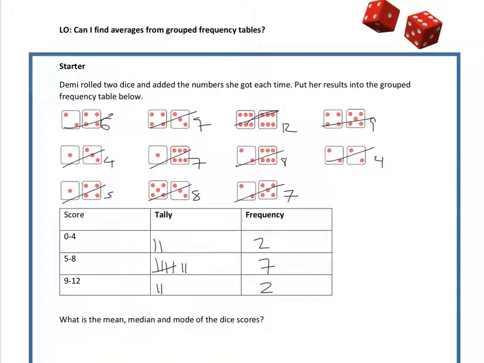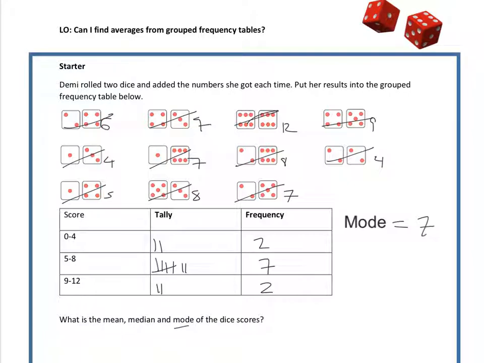Now we're going to find the mean, median, and mode of the dice scores. Well, the mode, let's start with that one. That's the most common. So the mode equals 7, because that's the number that comes up the most. Looking at this raw data here. So 7 comes up the most.